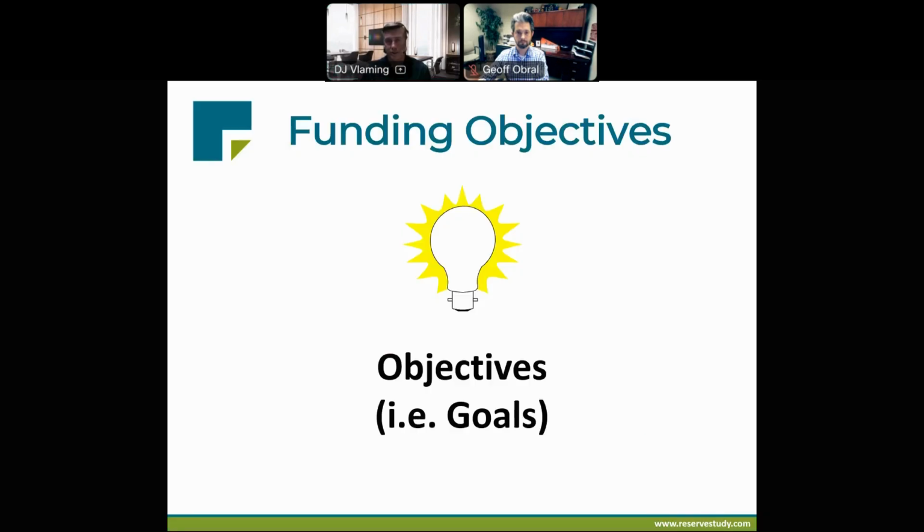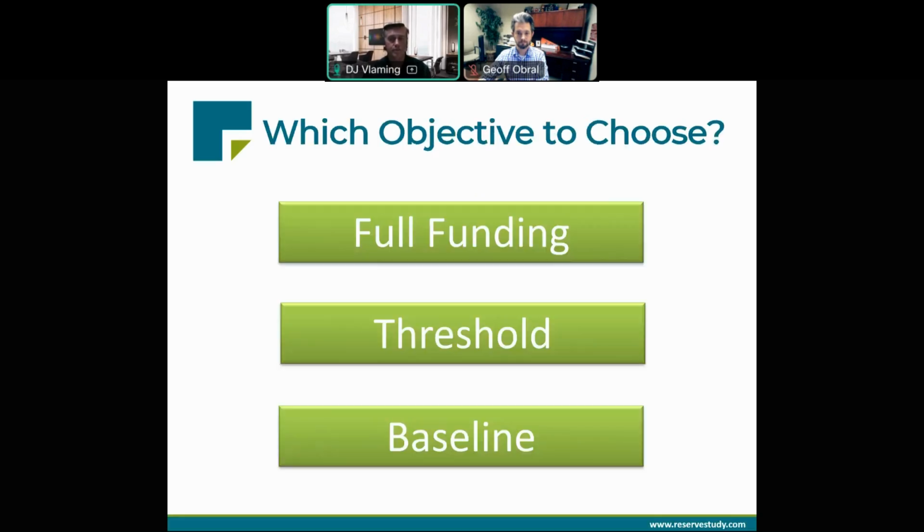While the principles for all funding plans are the same, the objectives can vary. Let's review reserve funding objectives. So how strong do you want your reserve fund to be? And how tolerant is your association of special assessment risk? Reserve study standards defines three funding objectives. There's full funding, threshold funding, and baseline funding.